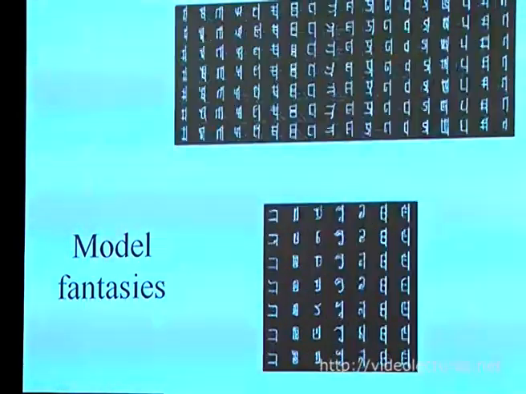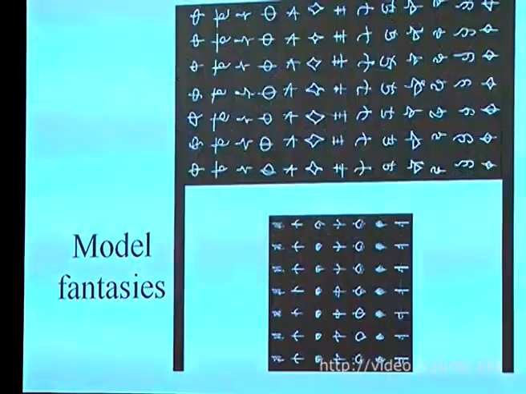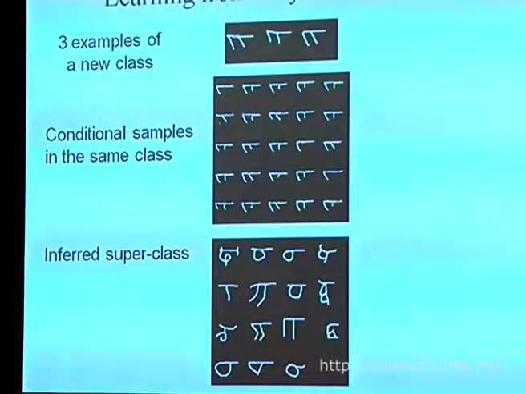This sort of sensitivity to the latent class structure is one that at least I haven't seen in typical deep networks, but it's one that we can get in a nice way by combining these sorts of approaches. Or here we can use this for learning from few examples.